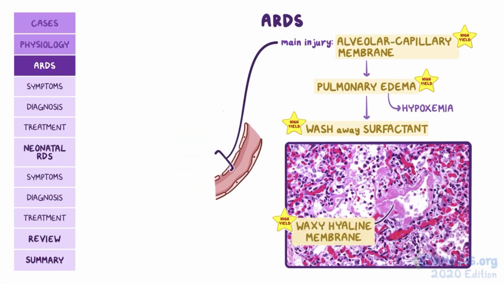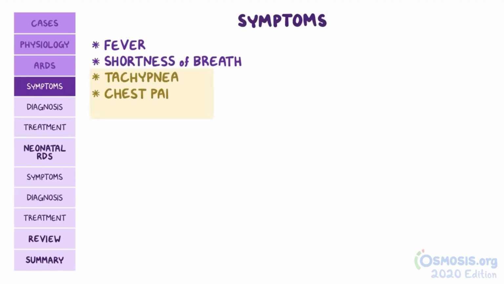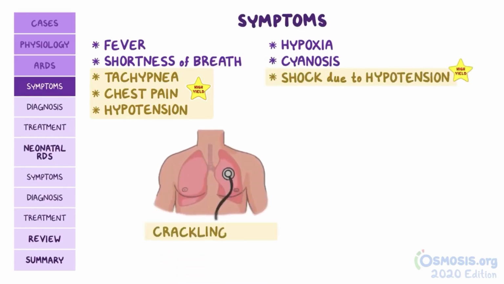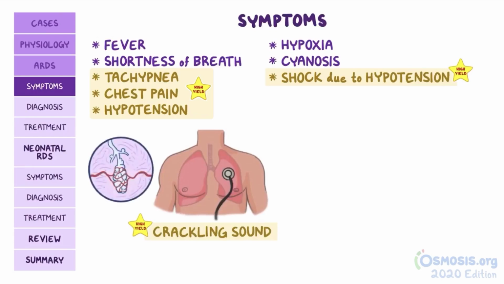Individuals with ARDS present with serious symptoms and signs that require urgent investigation. The inflammation process and impaired gas exchange lead to fever, shortness of breath, tachypnea, chest pain, hypotension, hypoxia, and cyanosis. More often than not, ARDS will lead to shock due to hypotension. The excess fluid in the lungs can cause a crackling sound called rales during auscultation, which is the sound of collapsed alveoli popping open with inspiration.